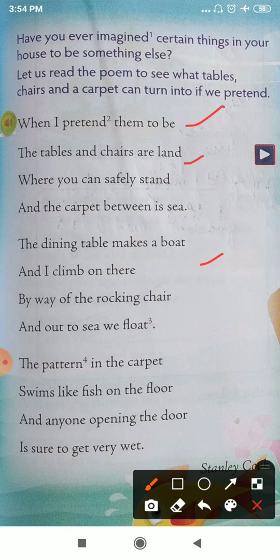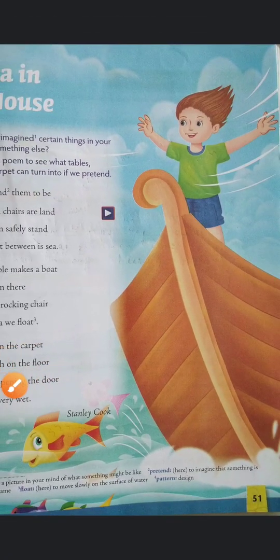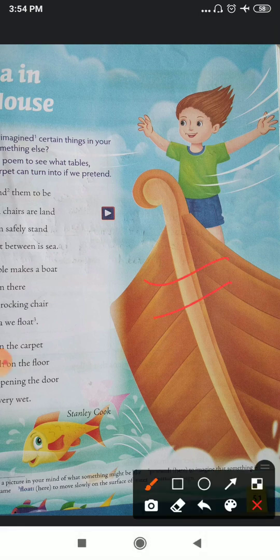And out to sea we float. What is the meaning of float here? Float means to move slowly on the surface of water. So when he compares the dining table to a boat, he is thinking that his boat is floating on this water. I'm pretty sure that with the help of paper also you all have made boats sometimes, paper boats, and you float boats on the water. In the same way, when the boy imagines the dining table as a boat, he thinks that his boat is floating on the water.